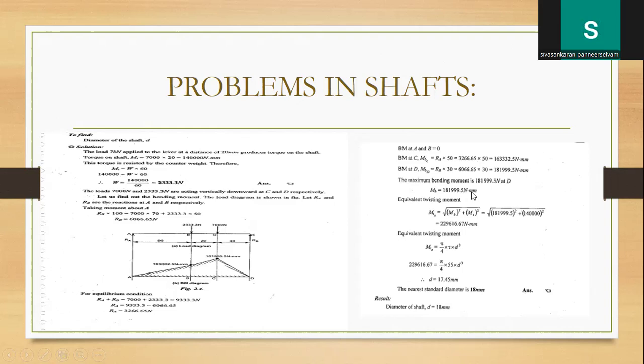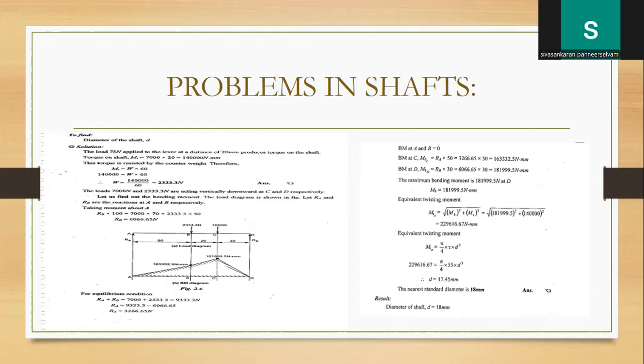Now we have to find out the equivalent twisting moment, that is the combined moment due to torque as well as due to bending. This is the equation for equivalent twisting moment: MT equivalent is equal to the square root of MB squared plus MT squared. MB is nothing but the moment due to bending, and MT is nothing but the moment due to torque. So combined torque and bending you have to consider by taking the square root. We will get the equivalent moment in terms of Newton mm.